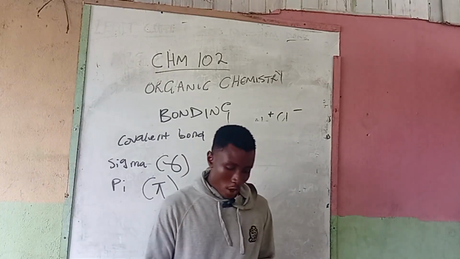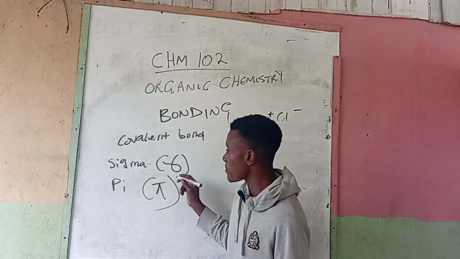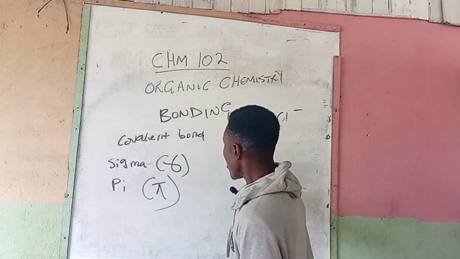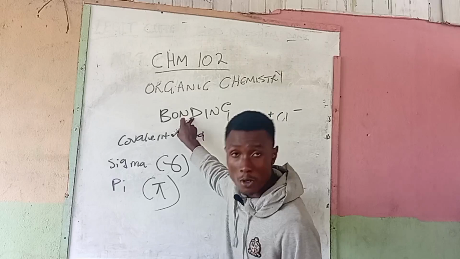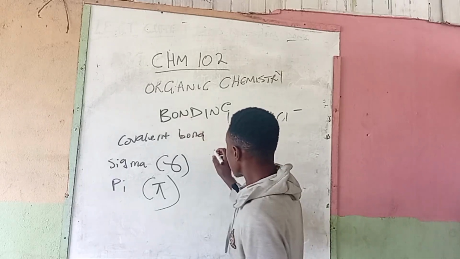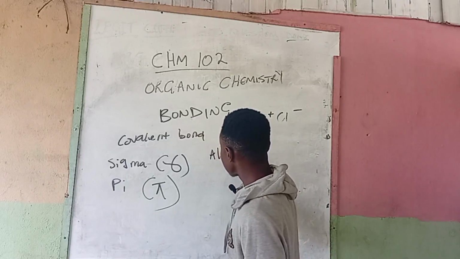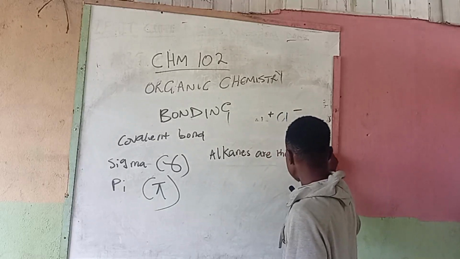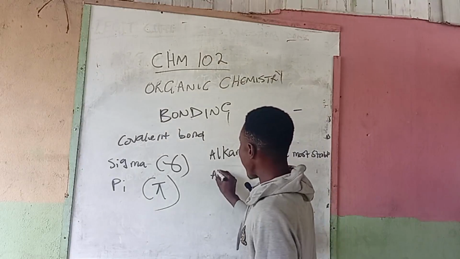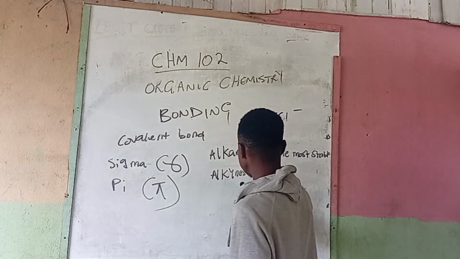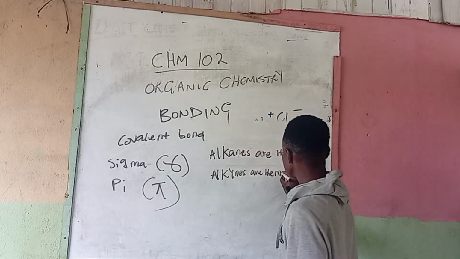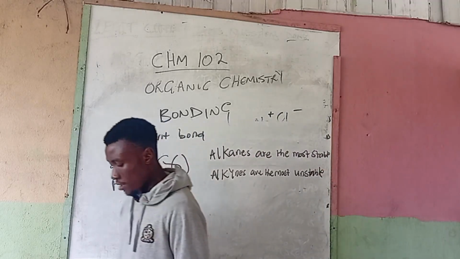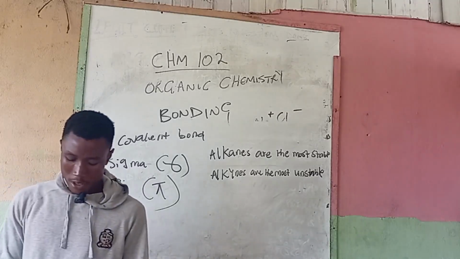Now take note, in terms of stability, remember I talked about the hydrocarbons, the alkanes, the alkenes and the alkynes. In terms of stability, which is the major purpose of bonding, in order to attain stability, alkanes are the most stable, and alkynes are the most unstable. Please, it is very very important that you take note of this point.